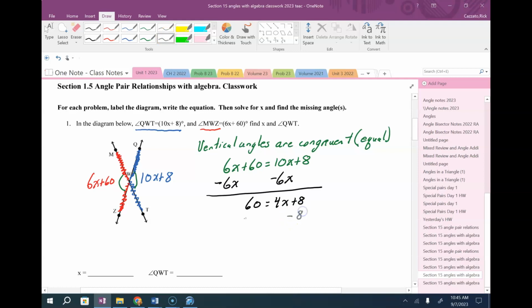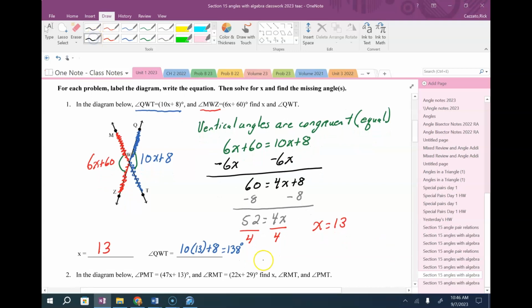I'm going to subtract 8 from both sides. We'll get 52 is equal to 4x. And then I'm going to divide by 4, and I'm going to grab my calculator. So 52 divided by 4 gives me x to be 13. Now to find angle QWT, that is the blue angle, so I'm going to say 10 times 13 plus 8. Doing that on my calculator, I'm going to get 138 degrees.